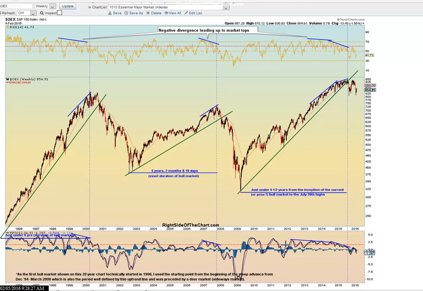This is the OEX. You don't talk about it much. OEX traditionally was just traded by institutions. It's the S&P 100 index, the 100 largest companies, so very similar to the S&P 500. This is one that I put up. You can't make that out here probably on the video. I think it said just under 6 years duration. What I did is I measured the bull markets, and this one went just under 6 years. This bull market here from 2002 up to 2007 highs was 5 years, 2 months, and 18 days. And then this one was just under 6.5 years. So you can see the symmetry. You can see the divergent tops, well-defined uptrend lines and breakdowns.